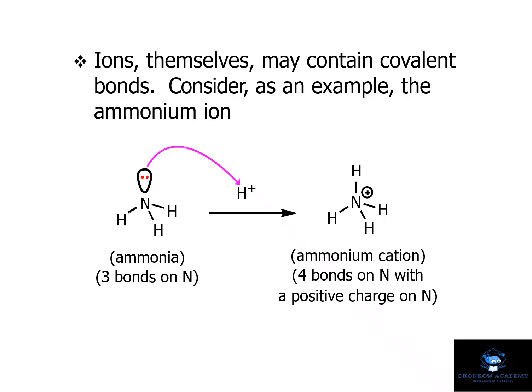As I've tried to explain with the diagram, the arrow indicates that the lone pair is being donated to the H+, which has no electron. So it will occupy it, and now the nitrogen has a positive charge, and the ammonium cation is formed. So ions can have covalent bonds as well.